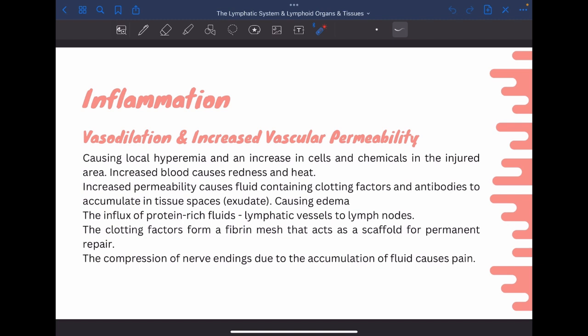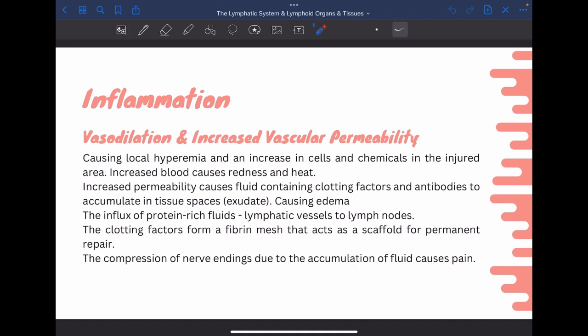Other than the vasodilation that is going to be induced by histamine and so on, we also have increased vascular permeability. This vascular permeability will result in the leakage of proteins, including clotting factors and so on, into the interstitial site. This is going to cause edema. Normally, I don't have as much fluid, but because of the inflammation and the increase in permeability, fluid, including clotting factors, antibodies, and so on, is going to leave and accumulate in tissue spaces, causing edema.